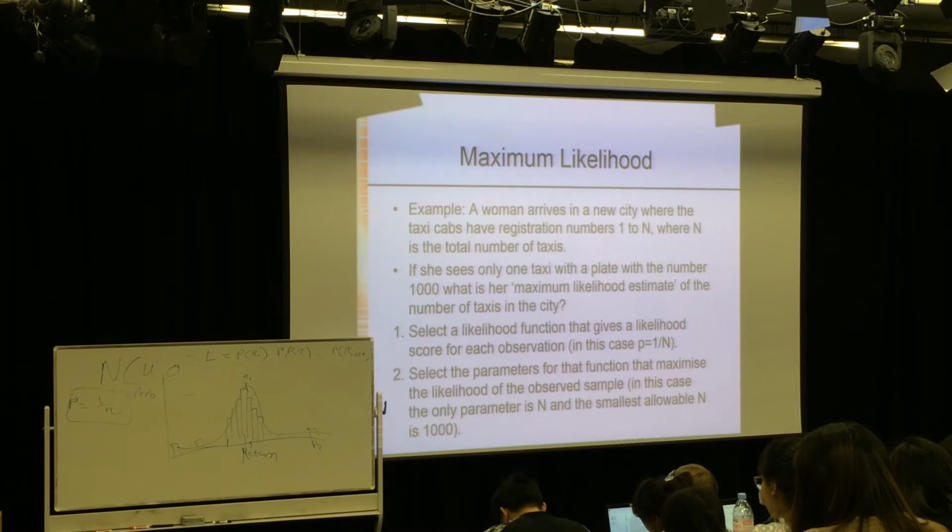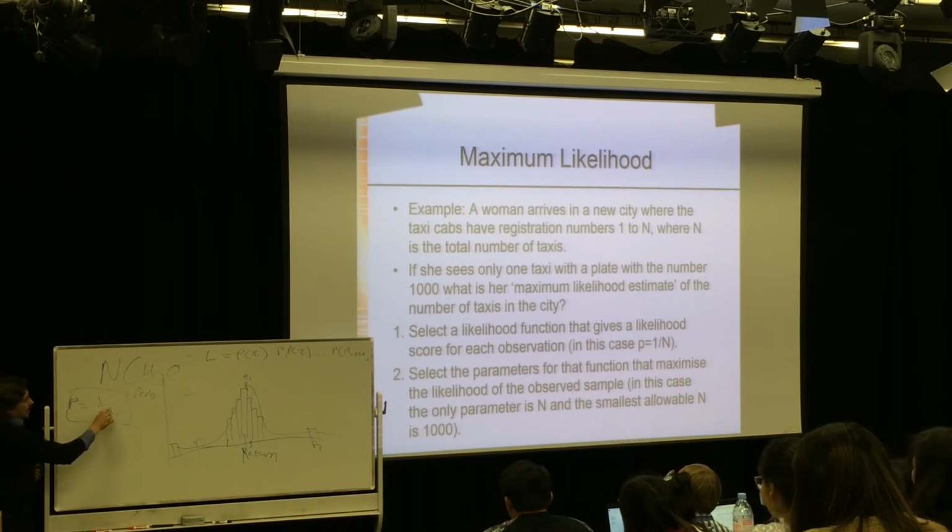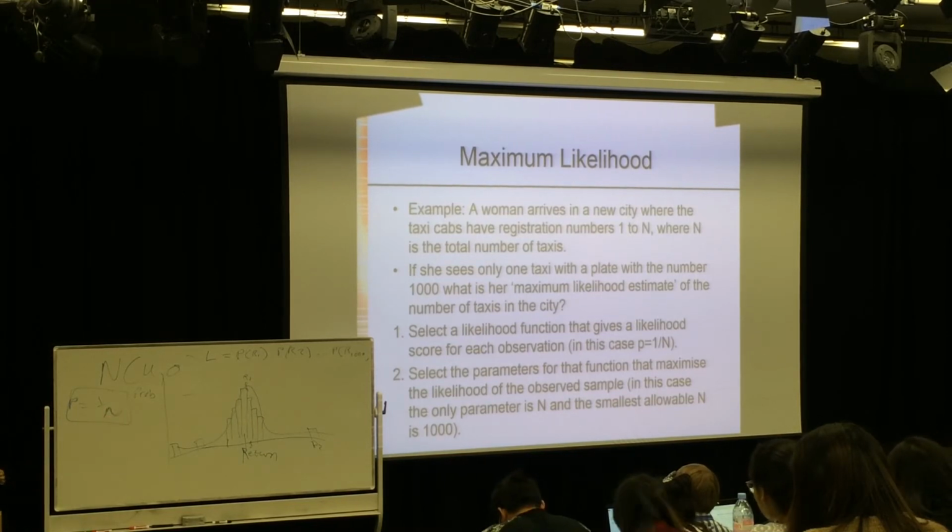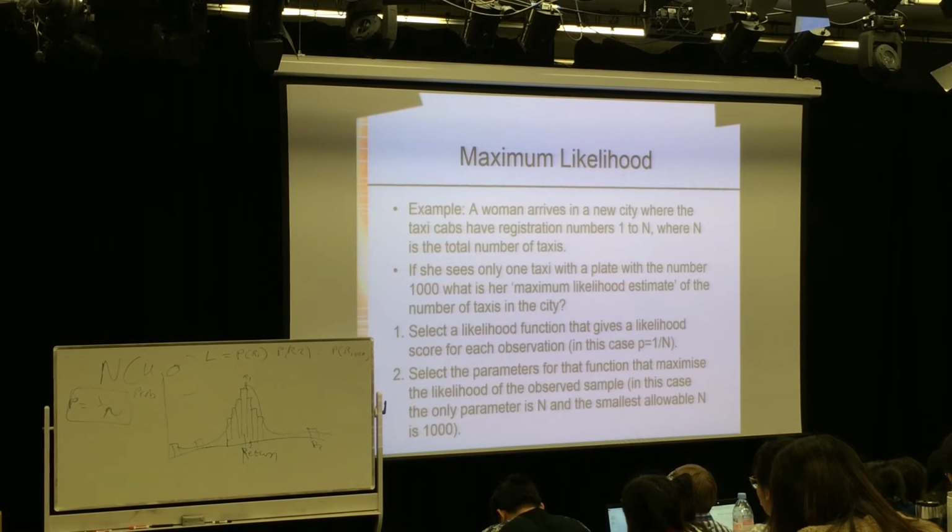What's the lowest value of n that you can pick? 1000, yeah, because we saw 1000. So the maximum likelihood value for n is 1000. So that's what your estimate would be. So if somebody said to you, I want you to use maximum likelihood to tell me how many taxis there are, you would just pick the one that you saw, because it's the smallest one that makes the likelihood of you seeing that one as high as possible.